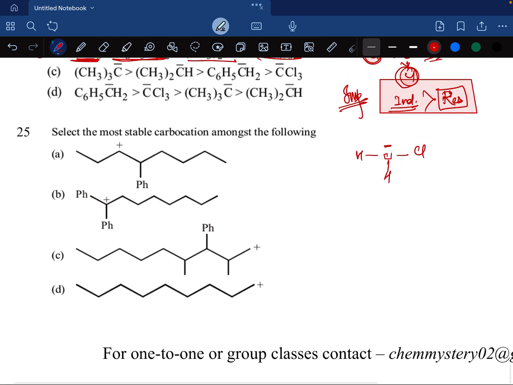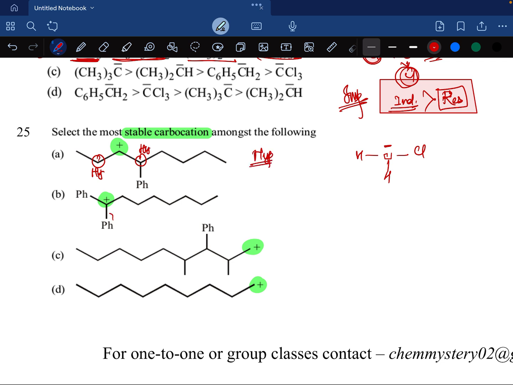25. Select the most stable carbocation among the following. This is the carbocation, carbocation, carbocation here, carbocation here. Let's see the stability factor. For this carbocation, alpha hydrogen is present. So here what we see is hyperconjugation. In this also we see hyperconjugation. So stability is basically hyperconjugation.